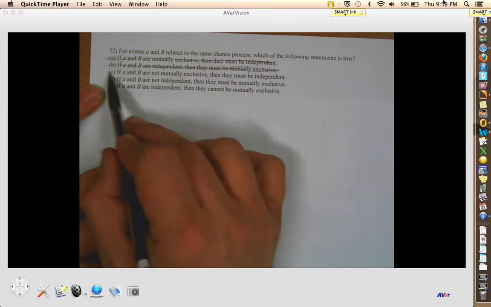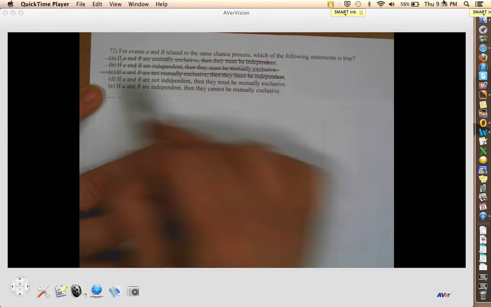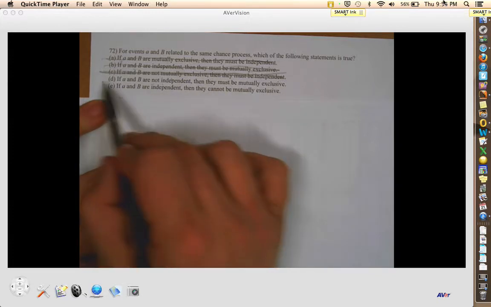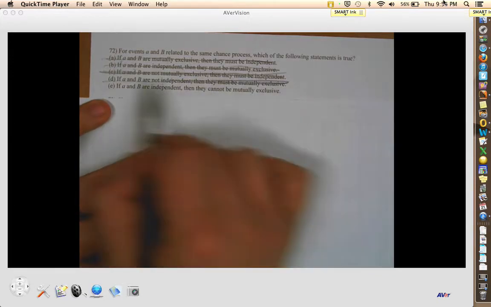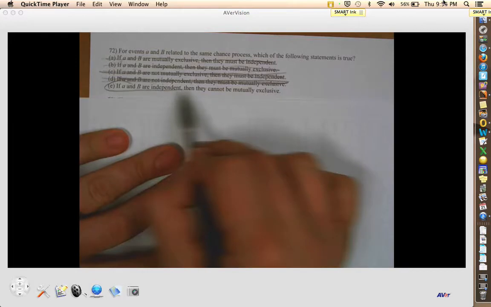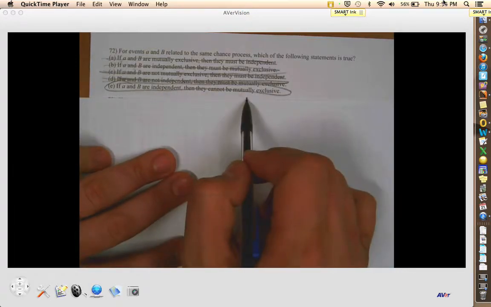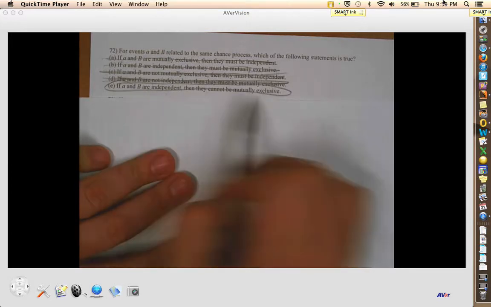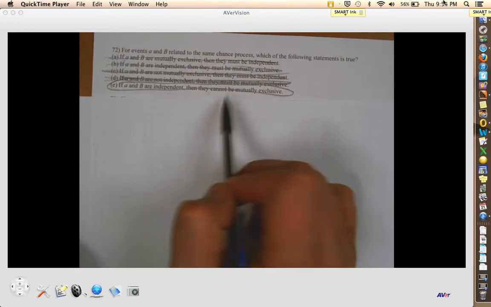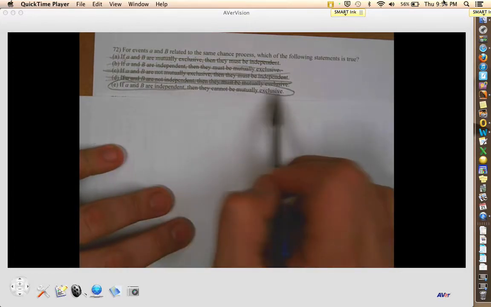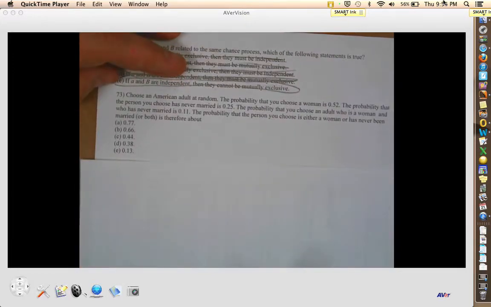That's not true. You don't have to be in one or the other. If A and B are not independent, then they must be mutually exclusive? No, they do not have to be in one or the other. So we're left with E. Sorry, this is the one that's true: if A and B are independent, then they cannot be mutually exclusive. Since we can't be both, if this is true, mutually exclusive will not be.